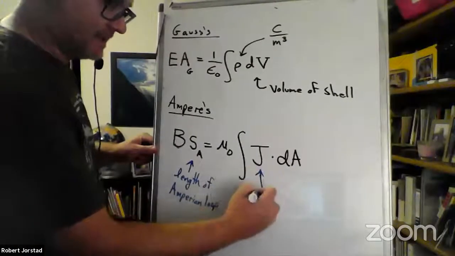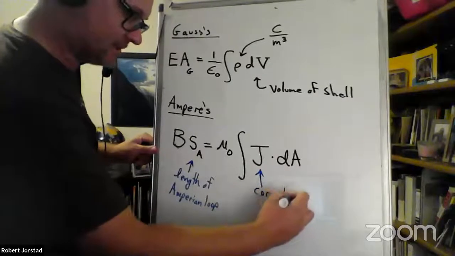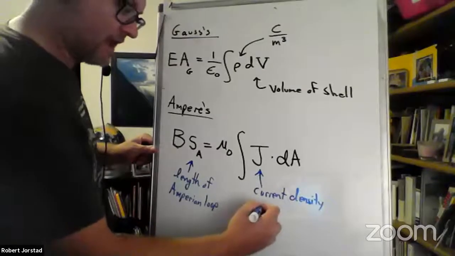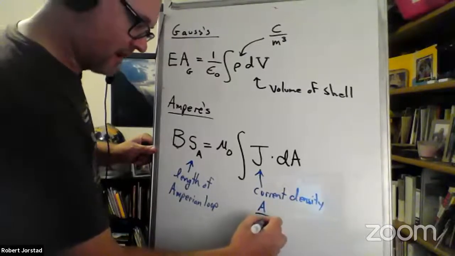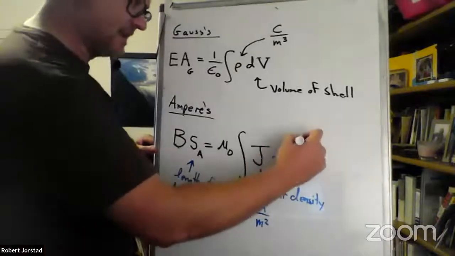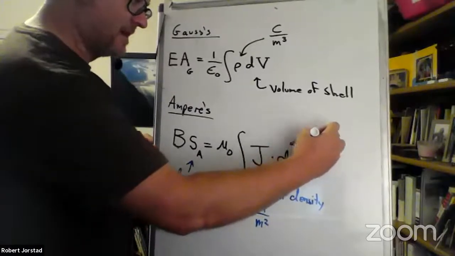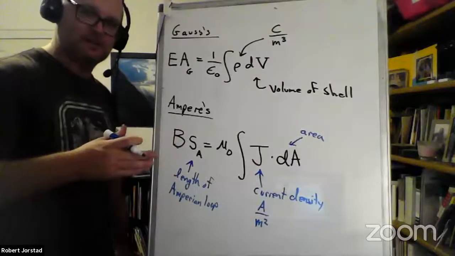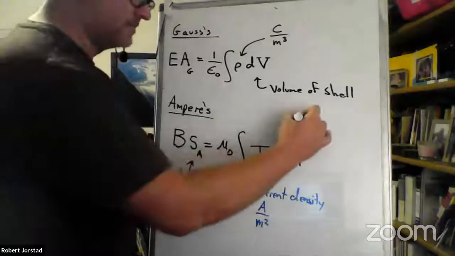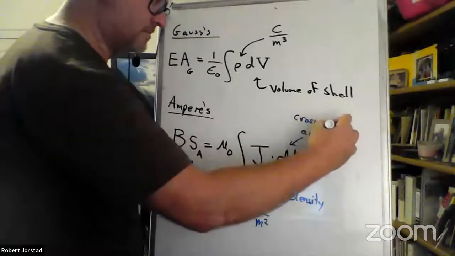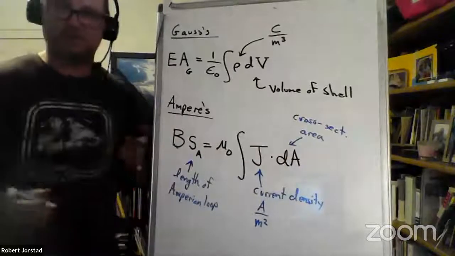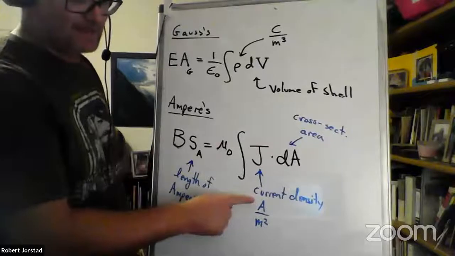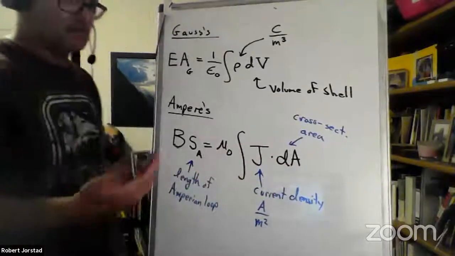J is current density. Sorry, I forgot to do all this. I said it, but didn't write it. That's a bad thing. And that has units of amps per meter squared. And this is the area, right? And that would be the area through which the current flows. So that's a cross-sectional area. Now, you've got to be careful: the A here means amps, and the A there is area.